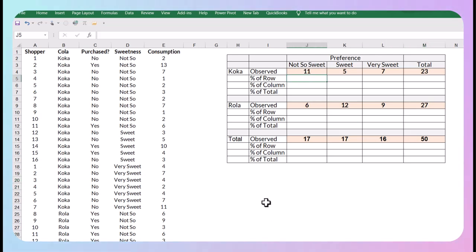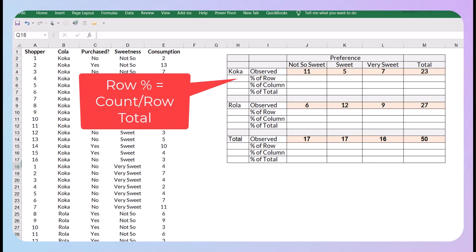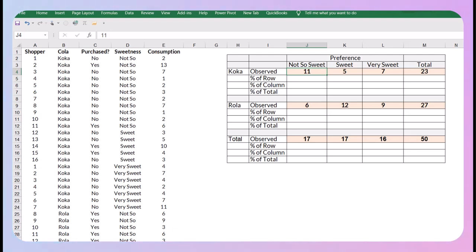Now I'm going to work on percentage of row. What percentage of row is saying is what percentage Coca and not so sweet is of the total of 23. I get that by taking the 11 divided by the 23. Here I'll take the 5 divided by the 23, enter, and here is going to be the 7 out of the 23. The total of that row should be 100%.